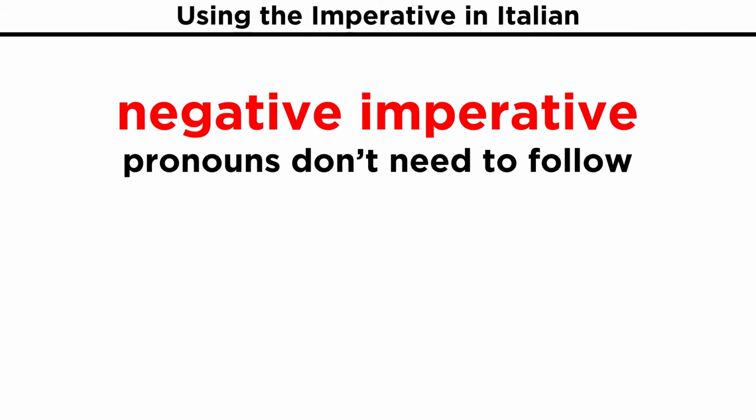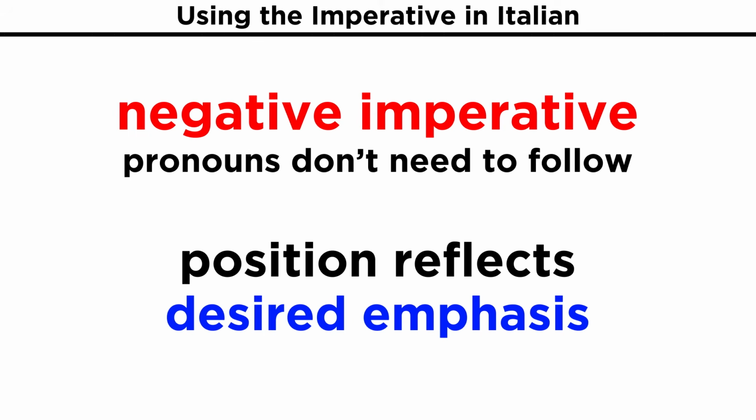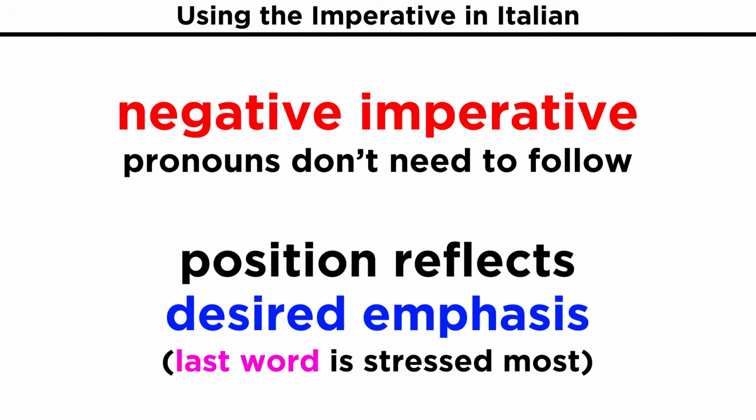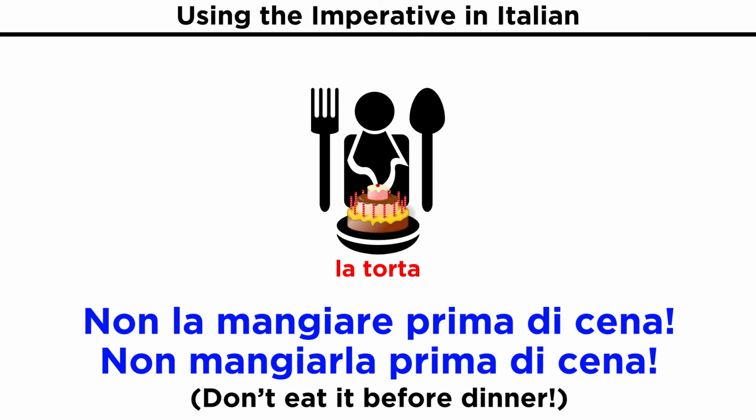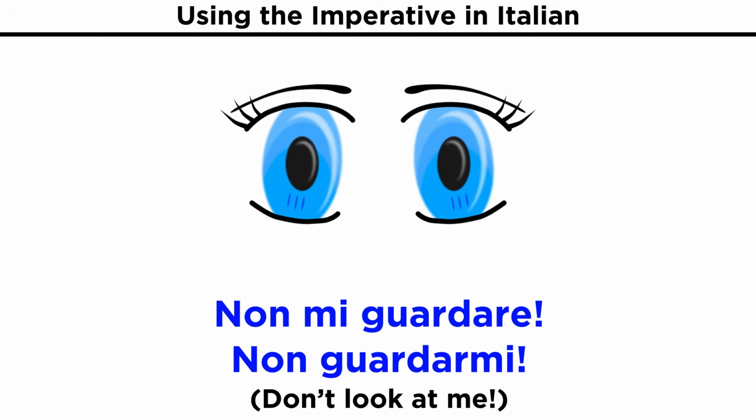With the negative imperative, pronouns do not need to follow all the time. The position simply reflects the emphasis you want to give to a particular word. The last word is always the one that is stressed the most. Let's compare two versions of the same phrases. Non la mangiare prima di cena. Non mangiarla prima di cena. Non mi guardare. Non guardarmi.